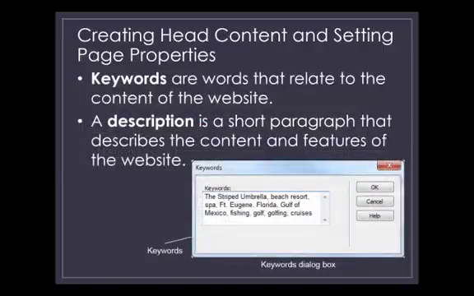Again, the keywords are going to be any words that relate to the content of your website, whereas your description is going to be that paragraph that describes the content and the features of your website. Some examples of what we could come up with for the striped umbrella are things like the title itself, the striped umbrella, beach resort, spa, the location, which is Fort Eugene, Florida, the general area, which is the Gulf of Mexico, and some of the activities that they do, such as fishing, golfing, or cruises. You want to put as many keywords in here as you can think of that are going to be identifiable and relevant to your website.